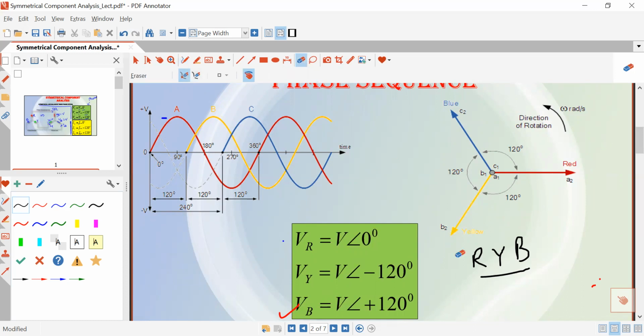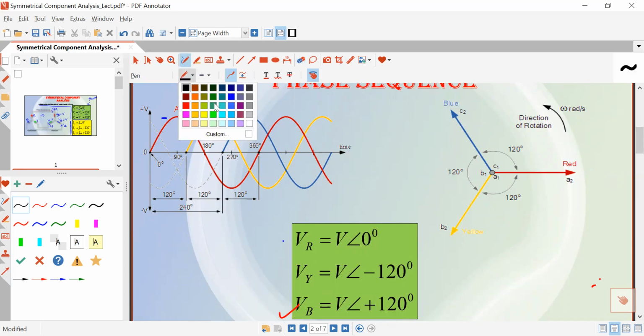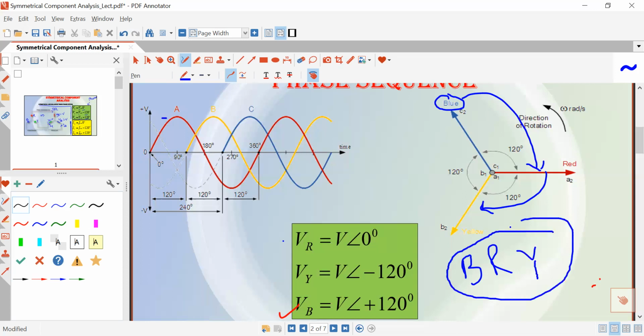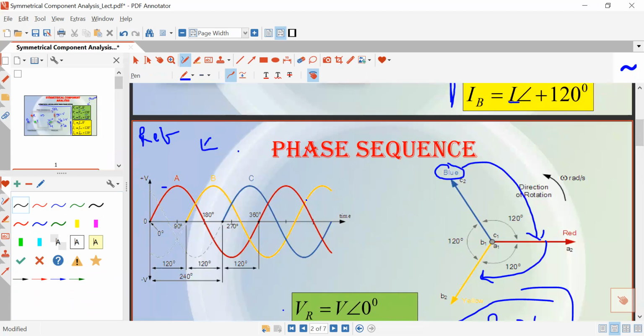If the reference is blue, B, then what will be the phase sequence? In clockwise direction the next vector is R, and then the next vector is yellow. So the phase sequence will start from B, and the next vector in clockwise direction is R, and the next is Y. So if B is the reference, then the phase sequence will be BRY. Everything I have discussed in the previous video, you just have to go through that video to understand these basic concepts.